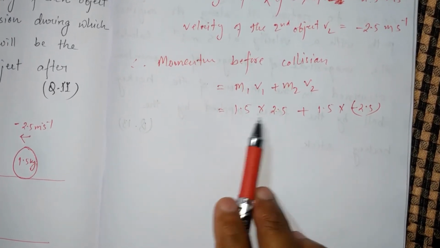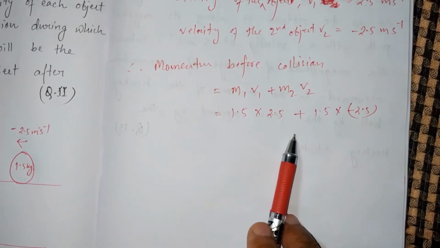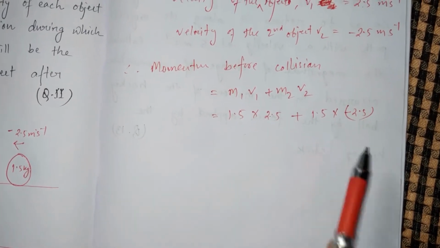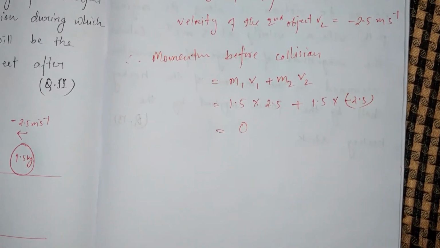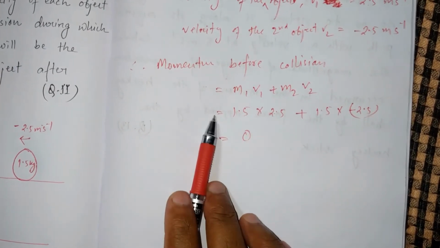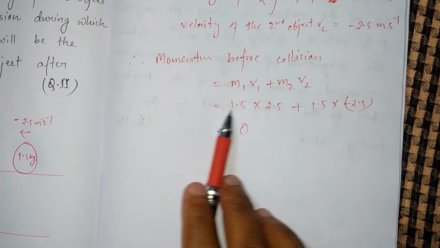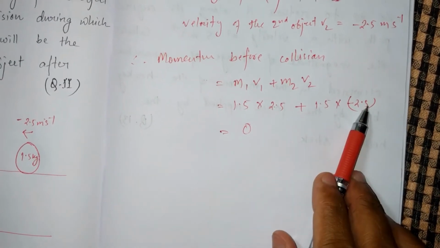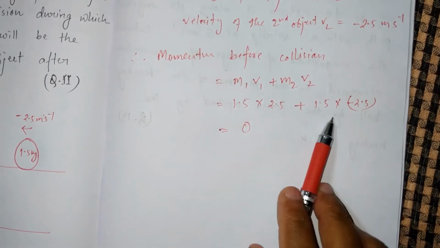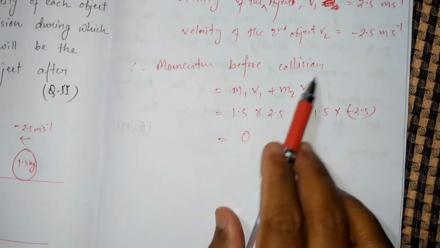Same numbers, so same value will be found, but this one is plus into minus, it will be minus. So this one will be plus, this one will be minus, that means they will cancel each other. Okay, so the answer will be 0. How have we done it? We'll multiply this one, then some value we'll find, that will be plus into plus, which is plus itself. Here you see plus into minus, it will be minus. So same value, here is plus, here is minus, so they will cancel each other and it will be 0. Okay, so momentum before collision we have found as 0.